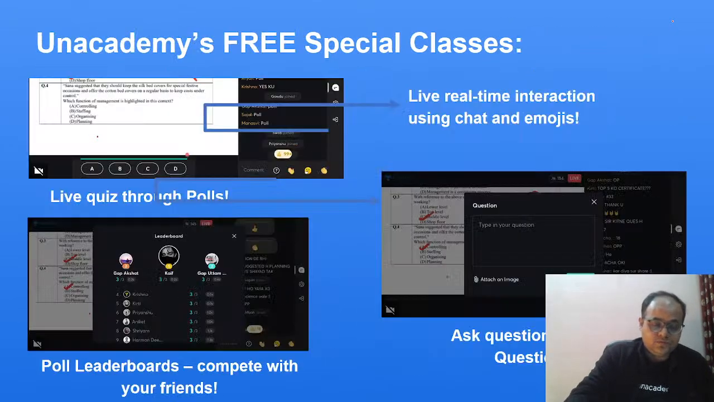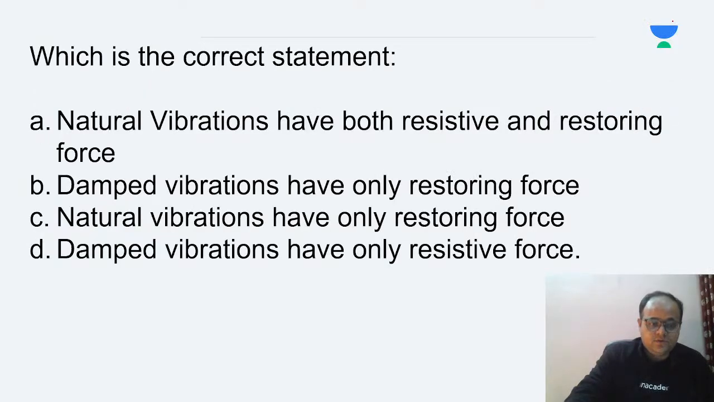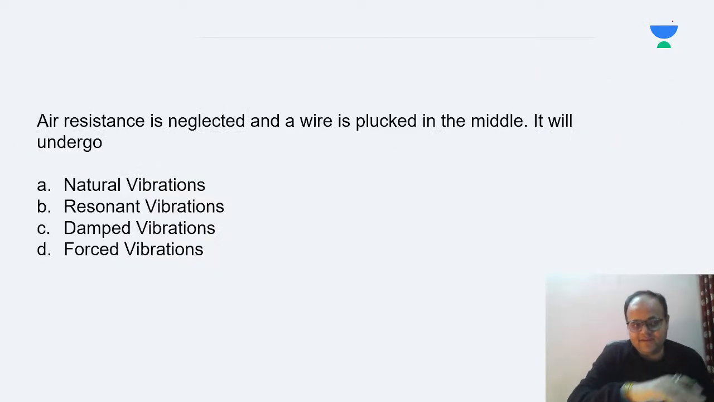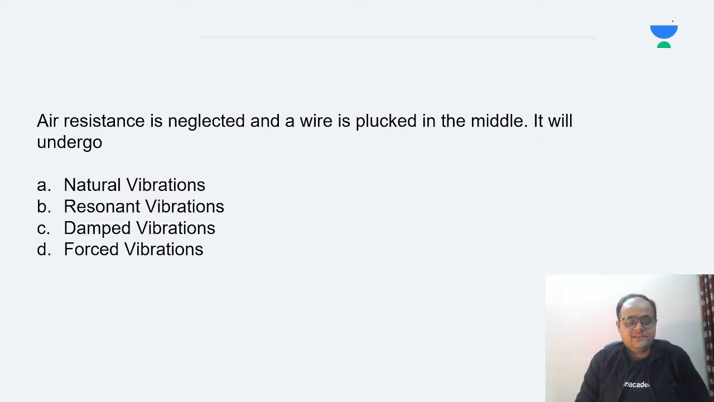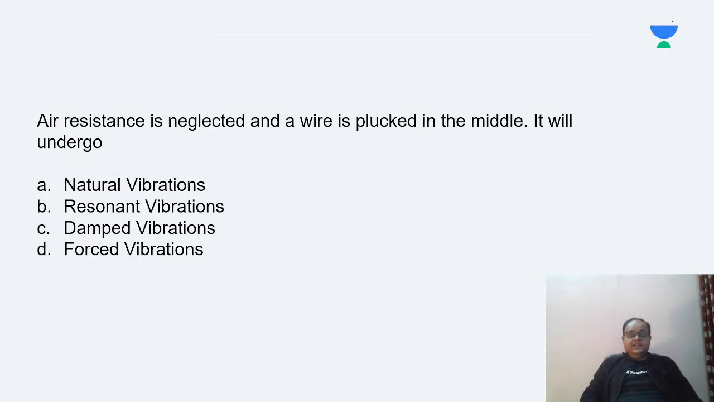So this was all. Now let's get back to what we are good at. Okay, fine. So let's start with a very basic question. Let's see who gets it right. I want the answers in the comment section. Air resistance is neglected and a wire is plugged in the middle. It will undergo. You've got 4 options. I'm giving you 30 seconds.